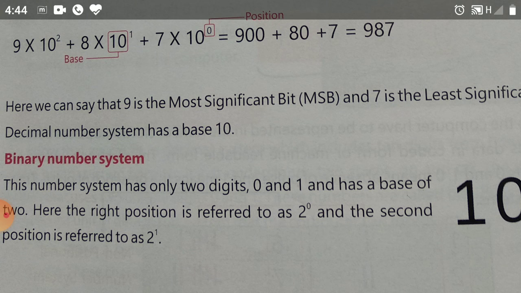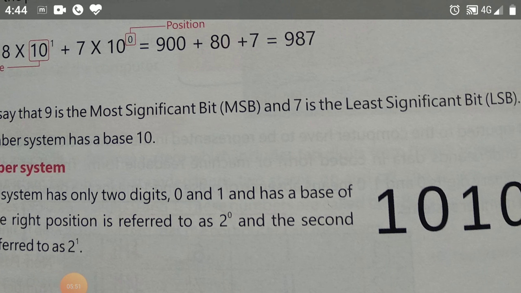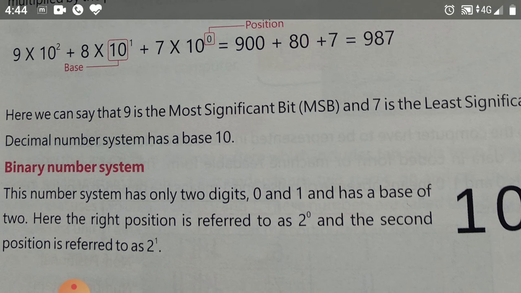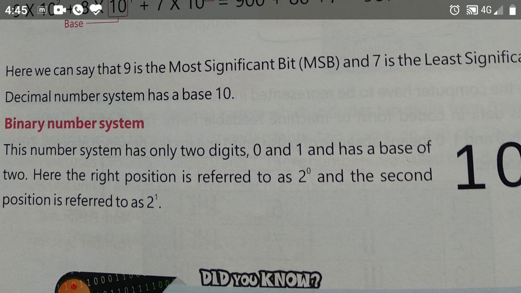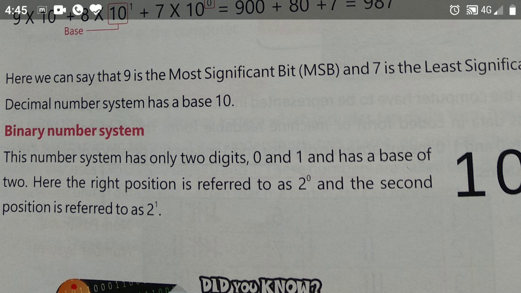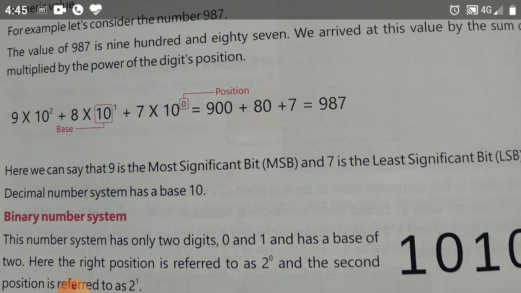Here we can say that 9 is the most significant bit, MSB, and 7 is the least significant bit, LSB. Towards your right-hand side there is the LSB, the least significant digit, and towards your left-hand side it is the MSB, the most significant digit. So the decimal number system has a base of 10. As I have already told you, the base of the decimal number system is 10. Understood? Very good.